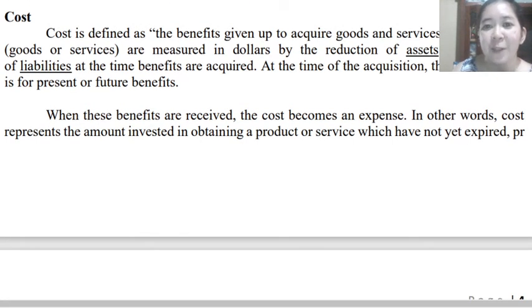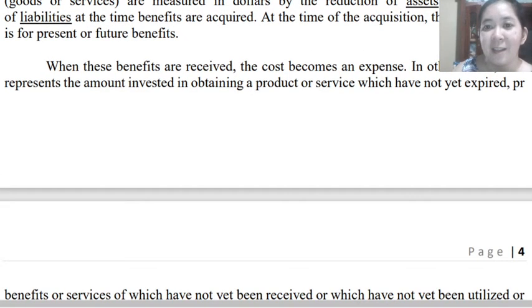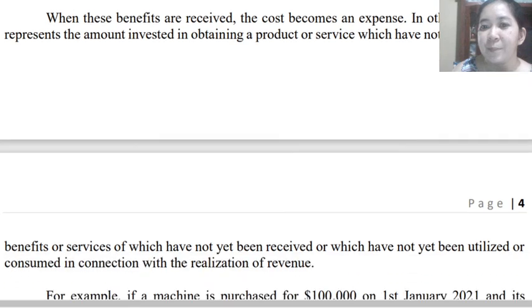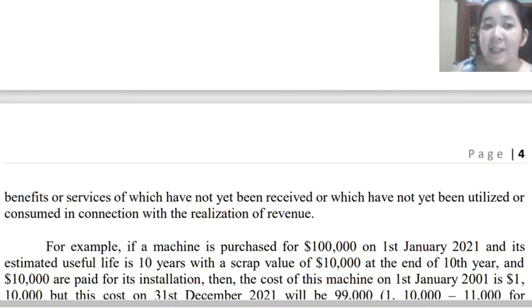In other words, cost represents the amount invested in obtaining a product or service which has not yet expired, or the benefits or services which have not yet been received, utilized or consumed in connection with the realization of revenue. So that is still the cost. But once they are expired or consumed, or for example the item was sold, that is the time that we will recognize the cost as an expense already.